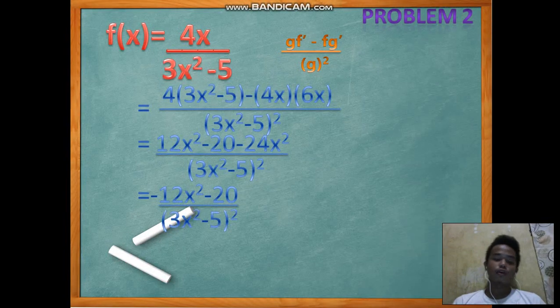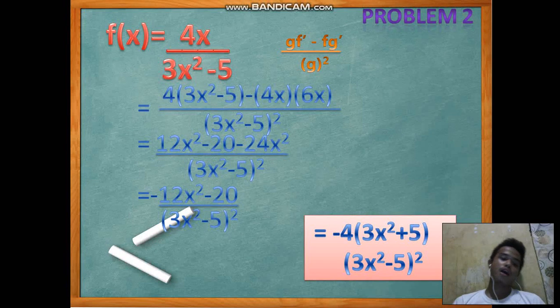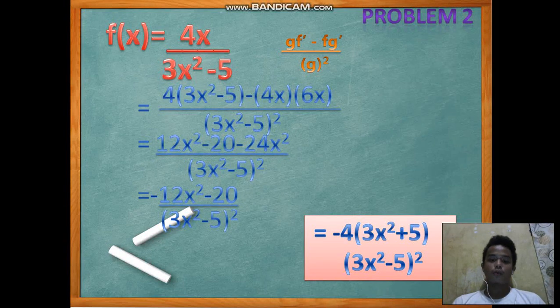Then bring down your g function squared, and we can see that negative 12x squared minus 20 has a factor of 4. So we arrive at the final answer of negative 4 times the quantity of 3x squared plus 5 divided by the quantity of 3x squared minus 5 squared. And that is our final answer.